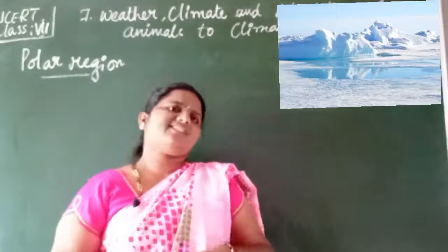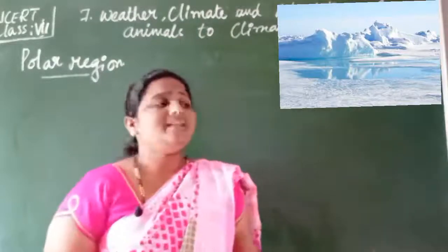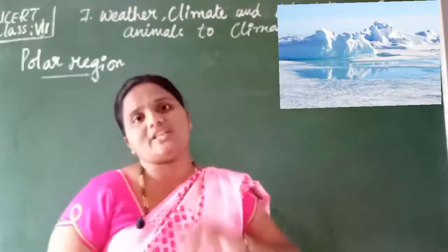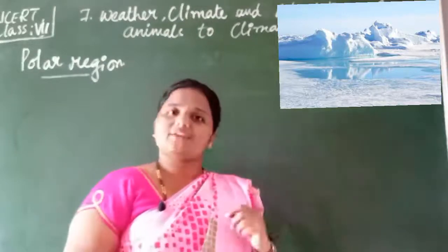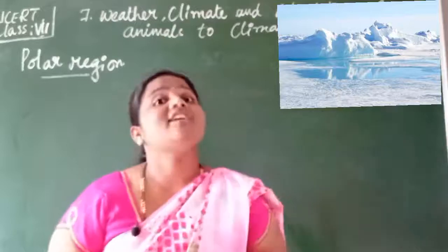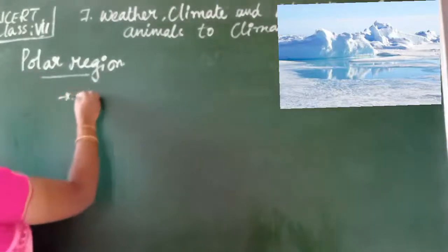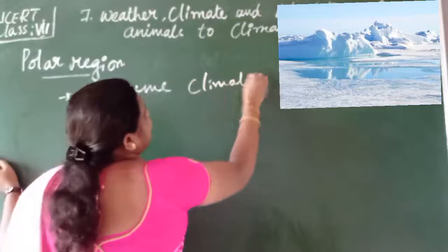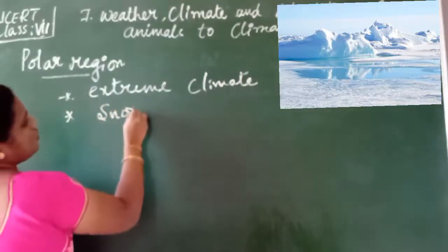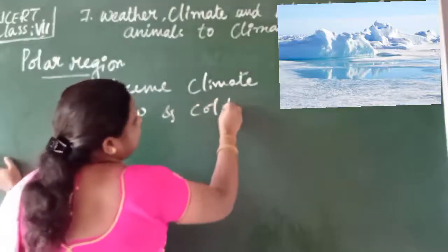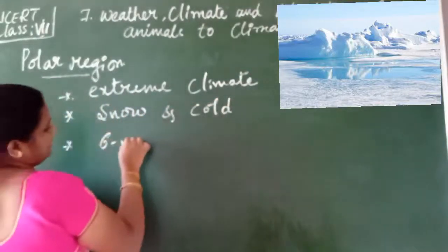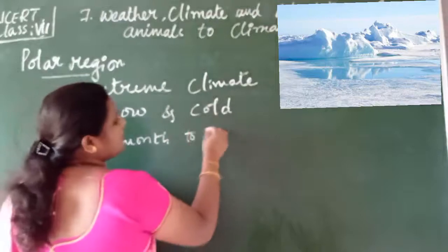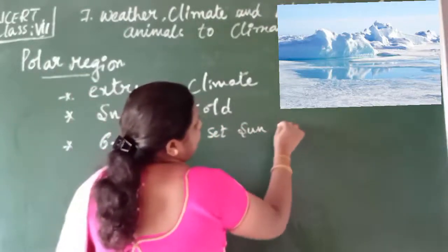You know, children, the climate here is extreme. Generally in the polar regions you will find the temperature very low. The region is very cold and you may get snow everywhere, children. Isn't it? Extreme climate you will get. These are special features. Everywhere it is filled with snow and cold, and it takes 6 months of time for the sun to set at polar regions.